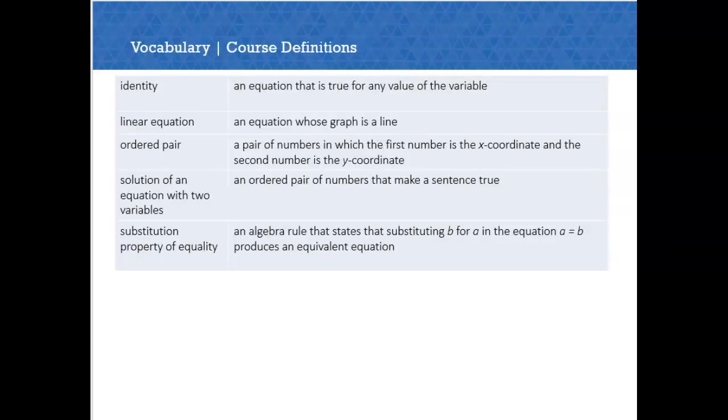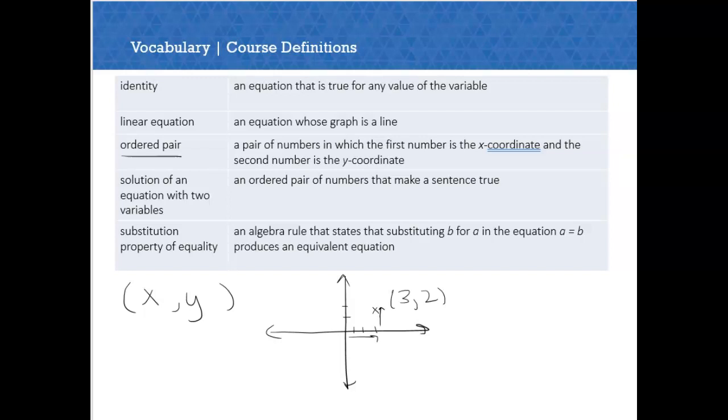So there's a lot of new definitions that we need to know. Something that we really are going to focus on today are ordered pairs. An ordered pair comes in the form with the x-coordinate and the y-coordinate, and that refers to locations on a coordinate plane. So for example, this spot right here has the ordered pair (3, 2), because it's 3 over and up 2. We always read the x-axis and then the y-axis.